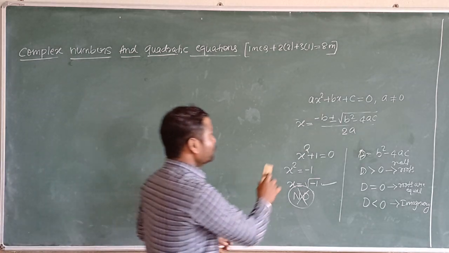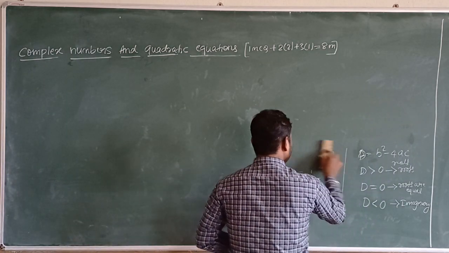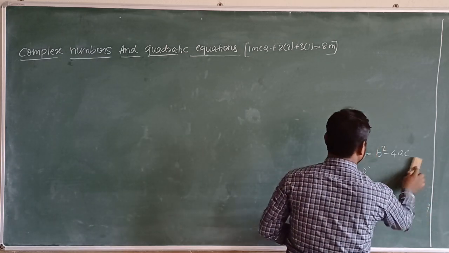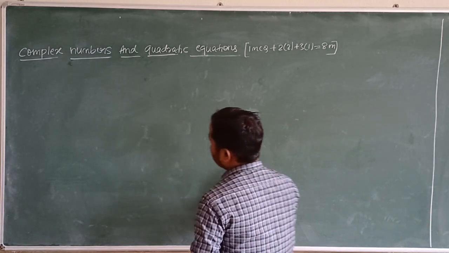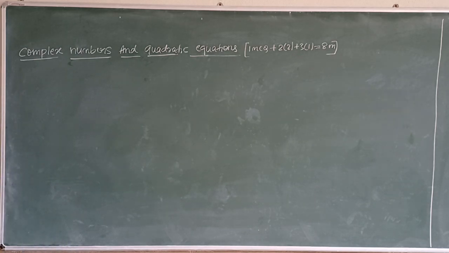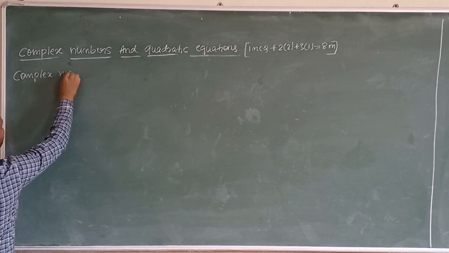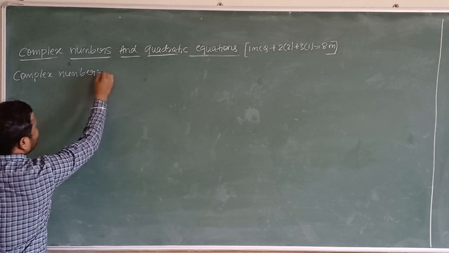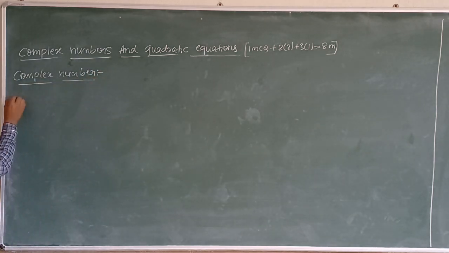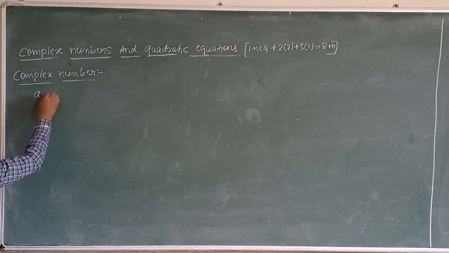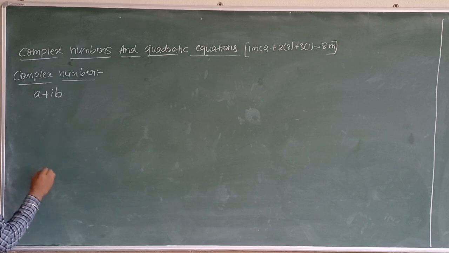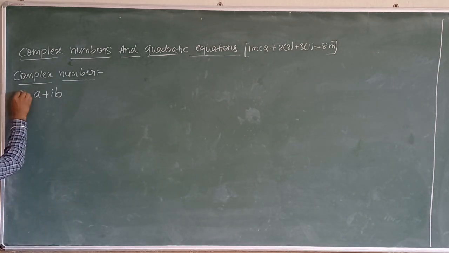Okay, this is the relation between the 10th topic and the 11th topic. What is the meaning of a complex number? The complex number is in the form of a plus ib, and the complex number is denoted by z now. z is equals to a plus ib.